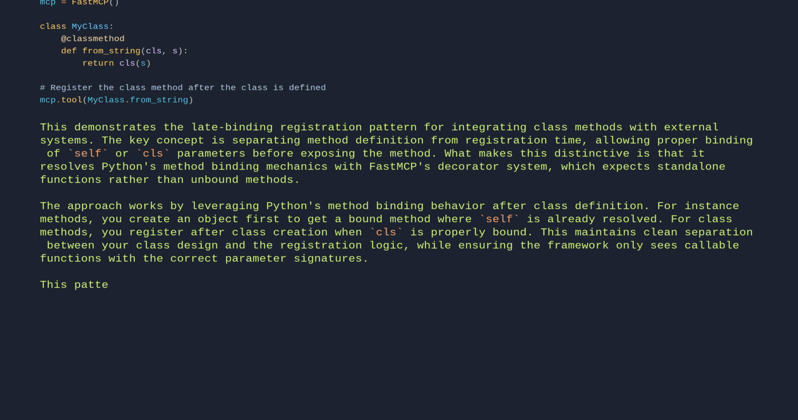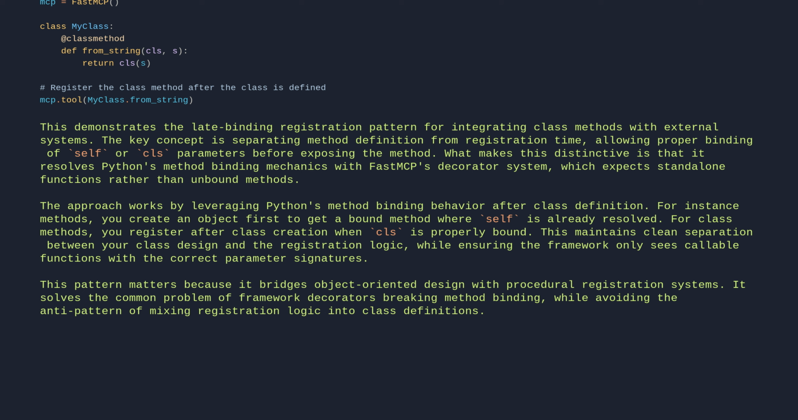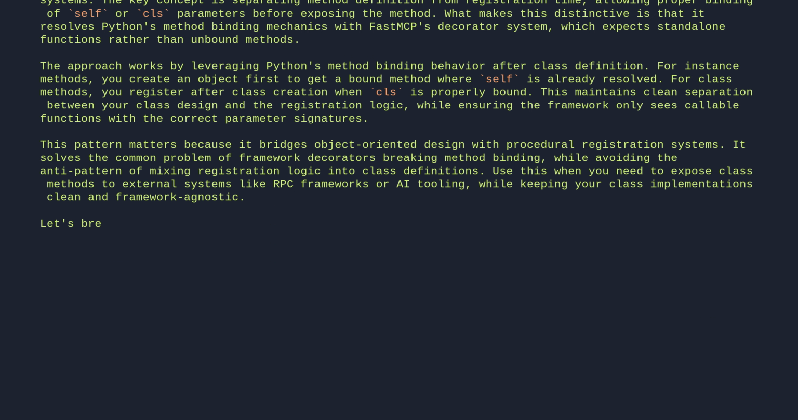This pattern matters because it bridges object-oriented design with procedural registration systems. It solves the common problem of framework decorators breaking method binding, while avoiding the anti-pattern of mixing registration logic into class definitions. Use this when you need to expose class methods to external systems like RPC frameworks or AI tooling, while keeping your class implementations clean and framework agnostic. Let's break it down line by line.